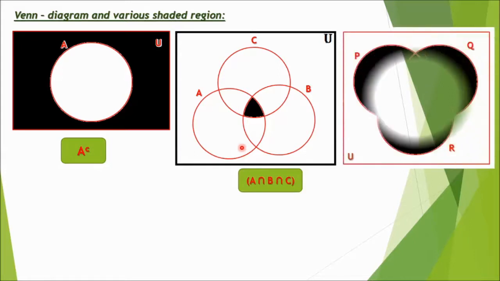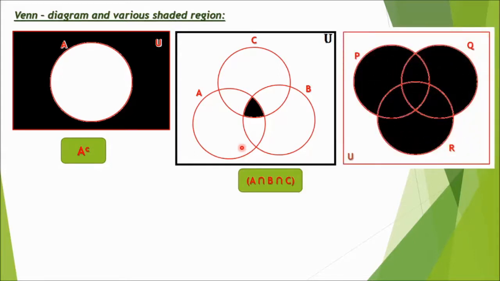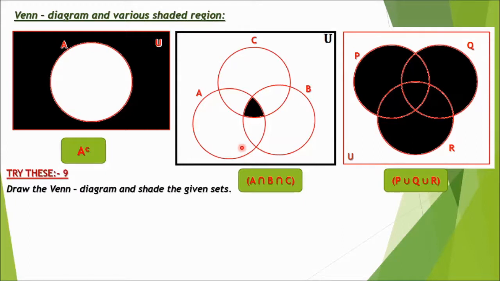And another, now if you see all the rings are shaded, then its set notation is P union Q union R. Now try this. Try to draw the Venn diagram for these given set notations.